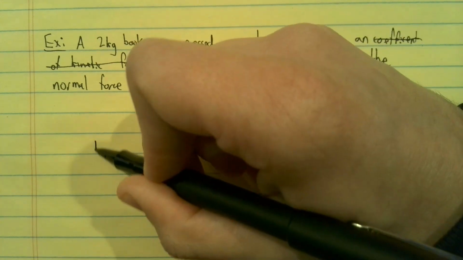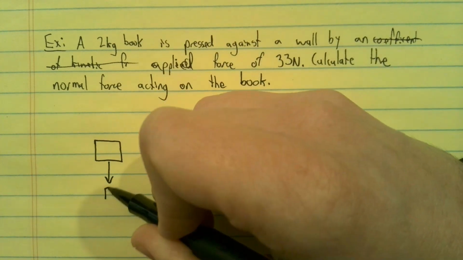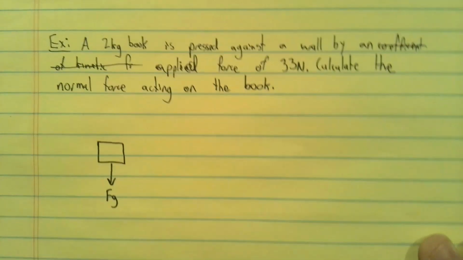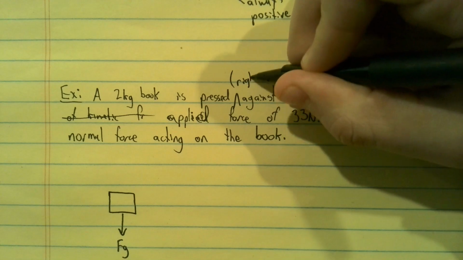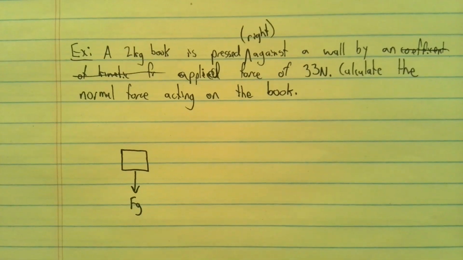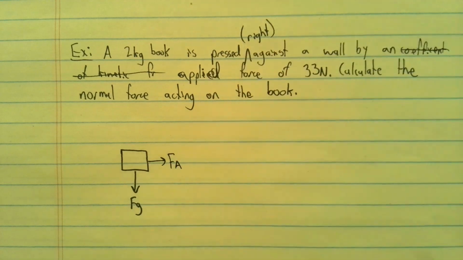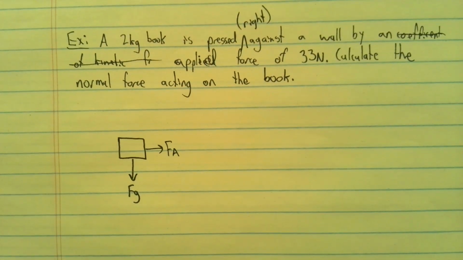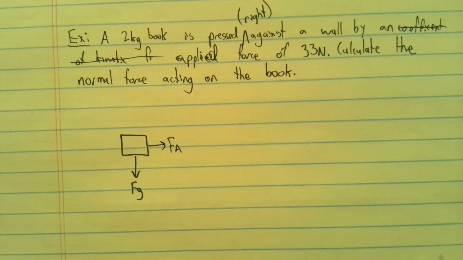So here's what that looks like. Is there gravity? Yeah, it's down. Remember, the book is being pushed this way. I'll say it's pushed to the right. So the applied force will be right. Go ahead and do this. Push something against your wall. Think about it for a moment. Push so FA goes against the wall.